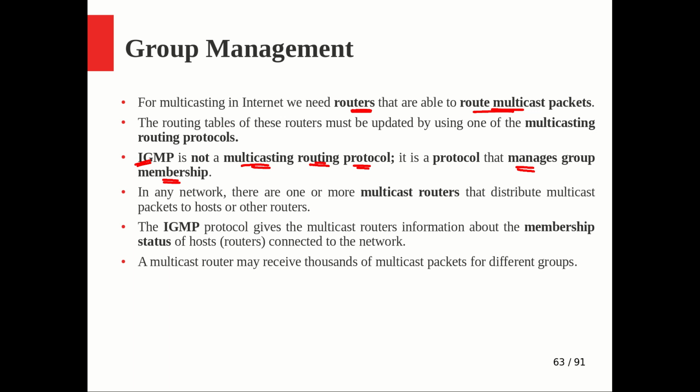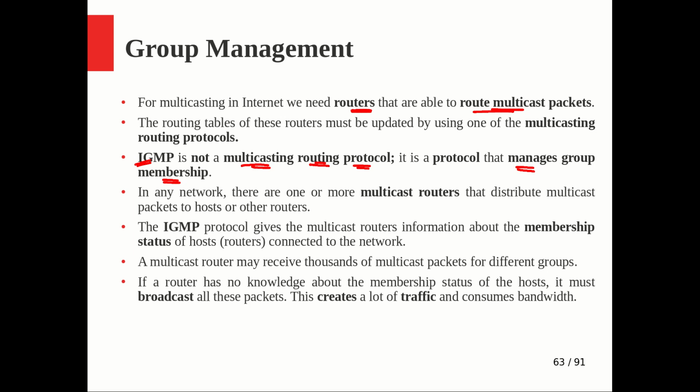Now a multicast router may receive thousands of multicast packets for different groups, right? So in the network, a multicast router will be receiving a number of packets for a number of different multicast groups. But whether all those multicast groups exist in the particular network where that router is connected or not is a question. If it does not know, it will simply broadcast all those packets into the network. If the router is not maintaining some kind of list of the groups which are part of that network, it will simply forward all those packets into that network. So that will create a lot of traffic.